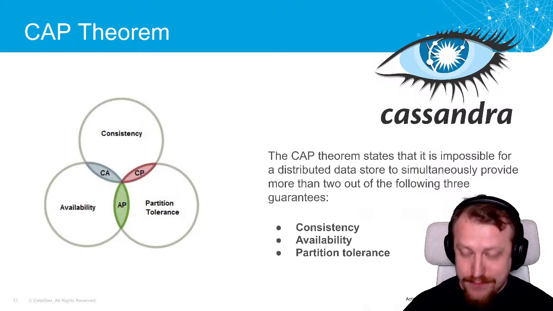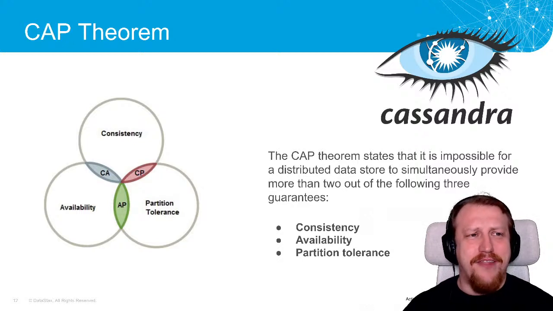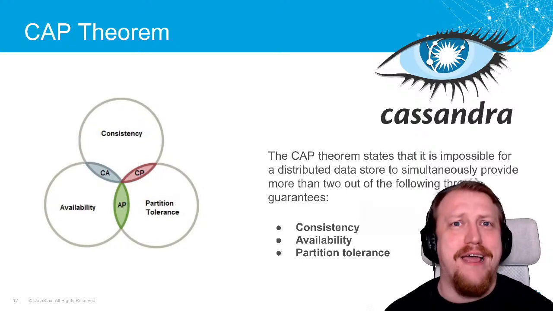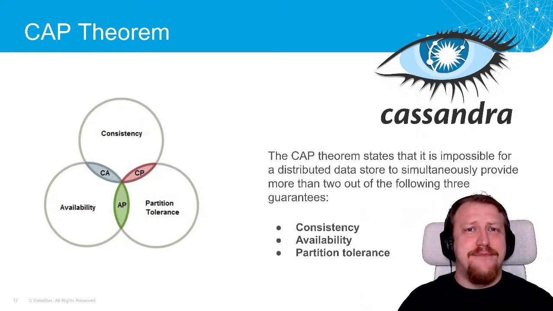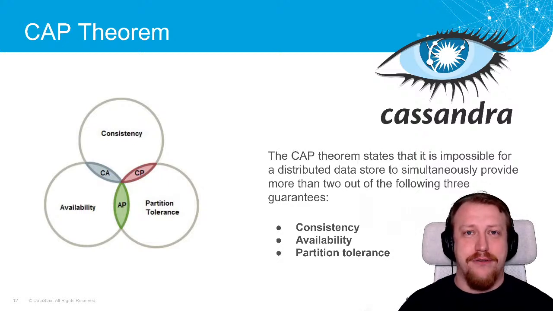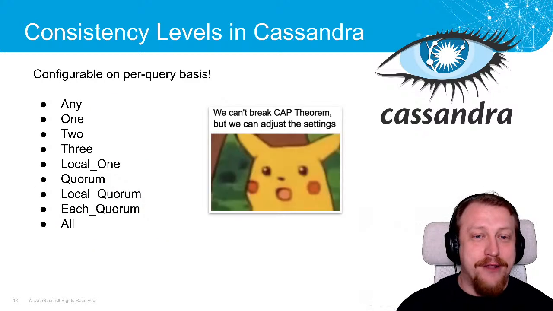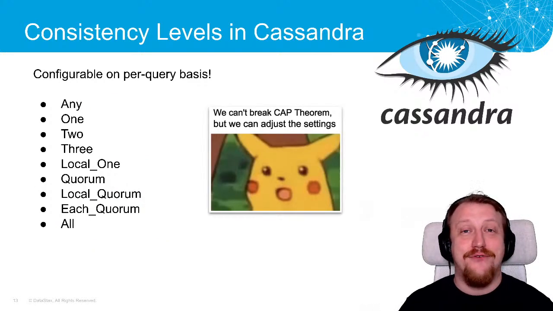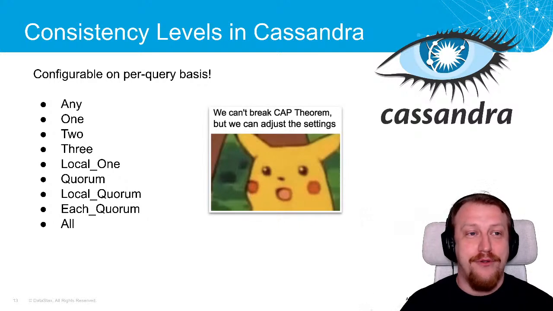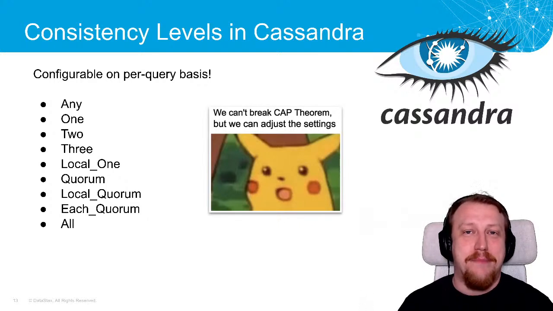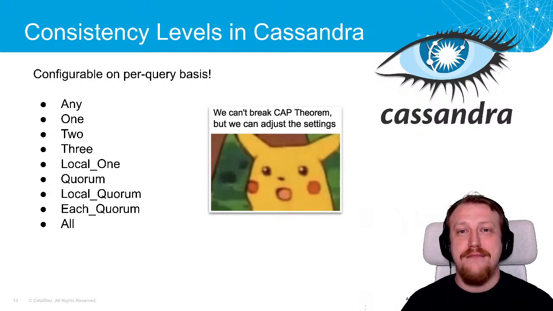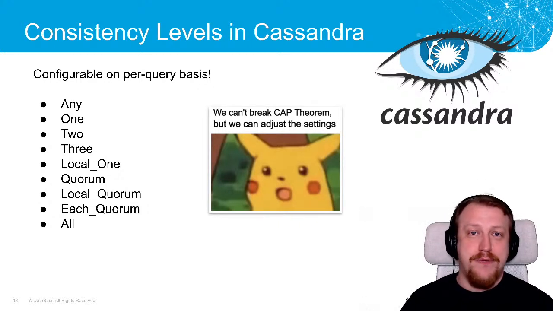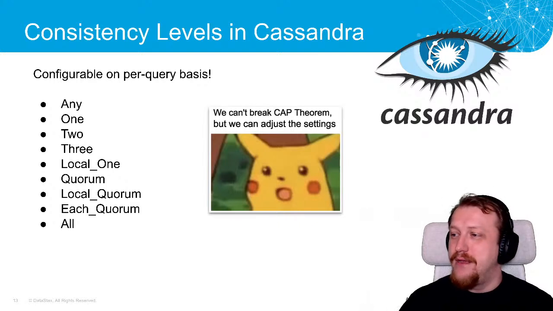Okay, now after all this story, you may be wondering, how do distributed databases work at all? Well, I cannot say for every distributed system in the world, but the main example for us is Cassandra. I will speak about Cassandra. We cannot break the CAP theorem, but we can adjust settings. What does that mean? Very simple.